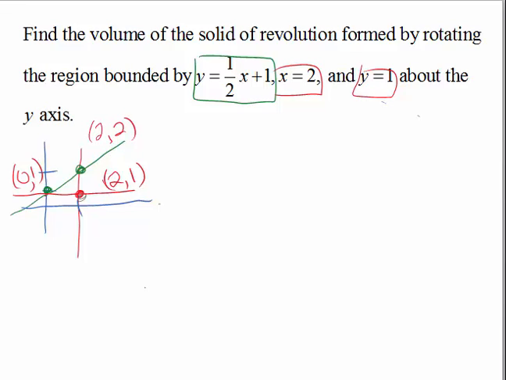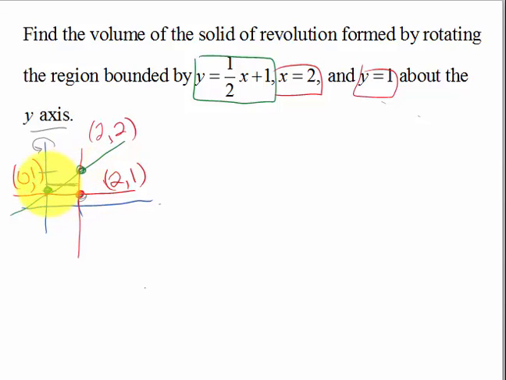Here we have the same region as in the last example, so I've just left it drawn. But we are going to now rotate around the y-axis. So we're going around this axis. And so if we're using the washer method, our representative slices are going to go this way.